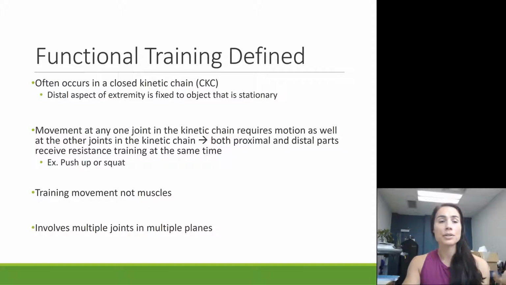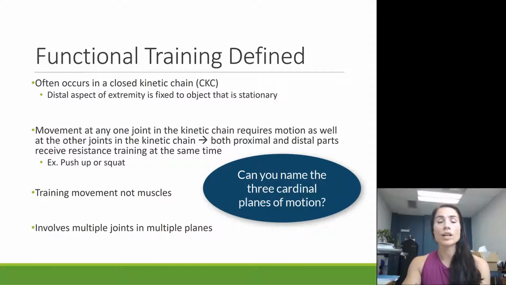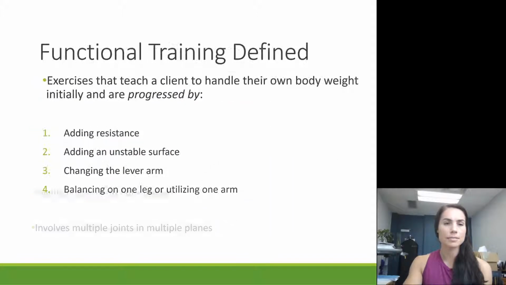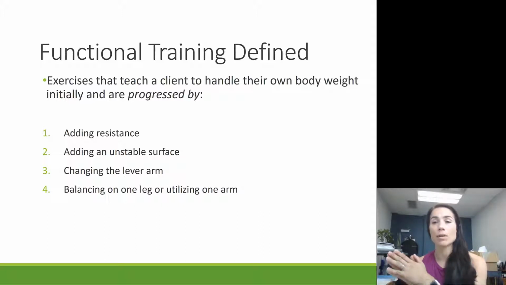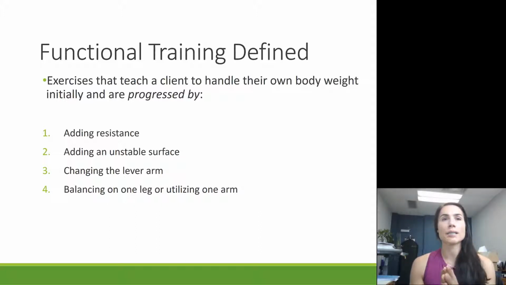And functional training, like we said earlier, involves multiple joints in multiple planes. Okay, so when we think about functional training, squats are great, but squats with rotation are even better because now you're using multiple planes. So we know that functional training are exercises that teach a client to handle their own body weight first, and then we progress by adding some more things that are difficult. So functional training, because it is multi-joint and multi-planar, requires a client to be working a lot harder than they're used to working because they're used to doing some of the open chain exercises.